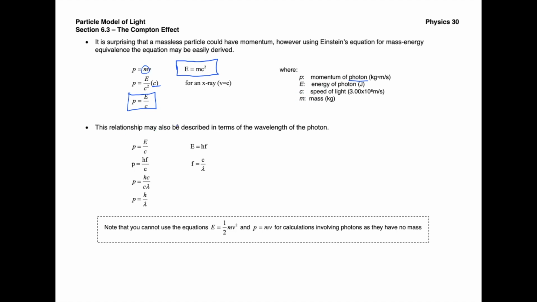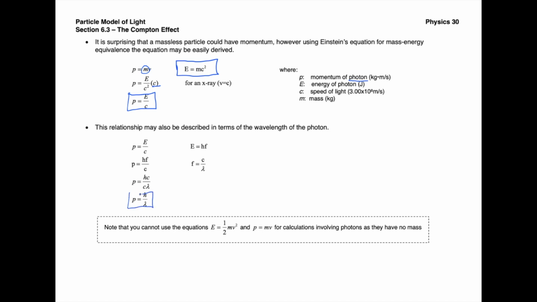The relationship we can also describe in terms of the wavelength of a photon, and that's just using our ideal wave equation. The frequency is going to be c over the wavelength, and E equals hf. So if I put in hf for E, I get p equals hf over c, which is one other way we can describe the momentum, in terms of a frequency. And then we can put in that c over wavelength for our frequency, and we'll get h over the wavelength when everything cancels out.